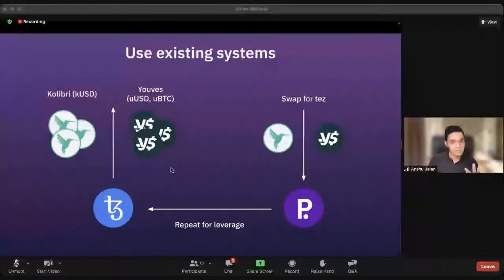And this is very easy to build. You can just use the existing smart contracts already deployed on the blockchain by these projects. And you just need a UI to interact with the existing smart contracts.